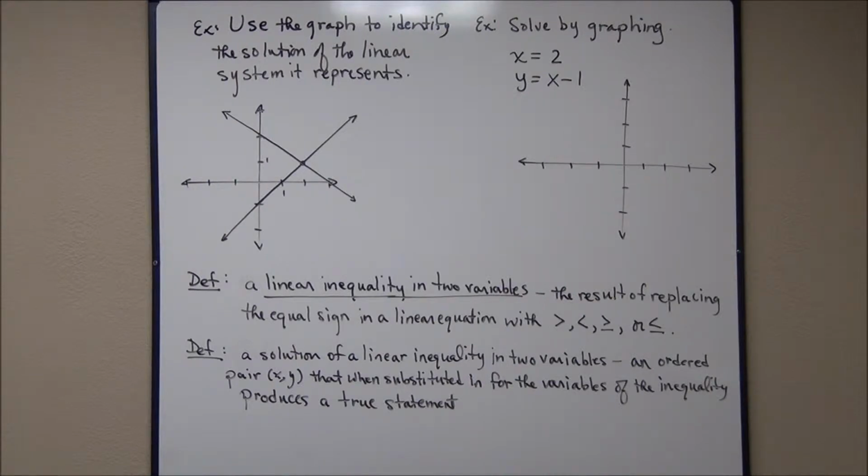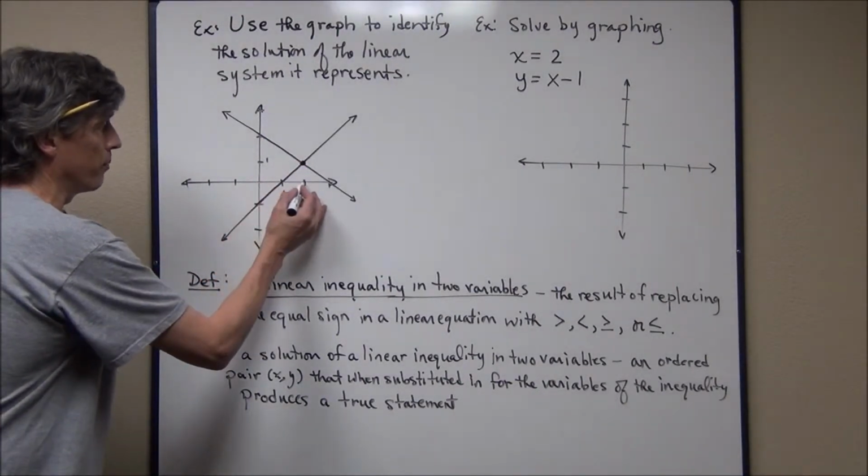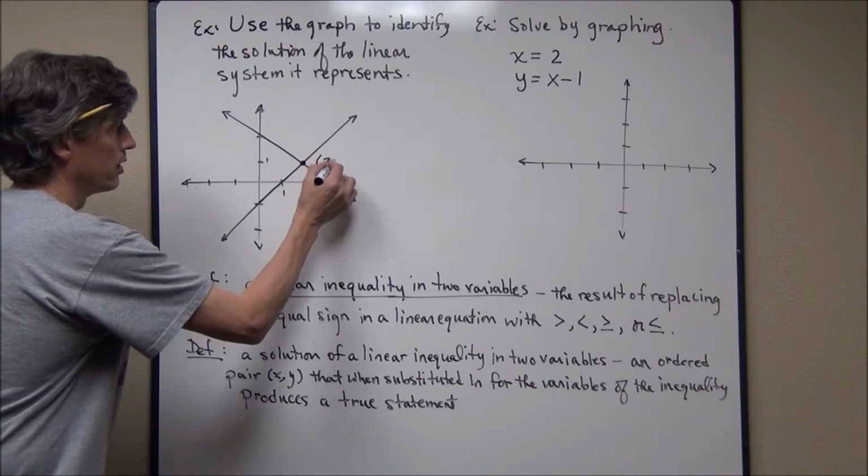They can intersect at a single point. That's this example right here. Or they can turn out to be the same line and have infinitely many points in common. In this case, we have one ordered pair, and you can see it. It's right here. It's where the lines cross. That's the ordered pair 2, 1.